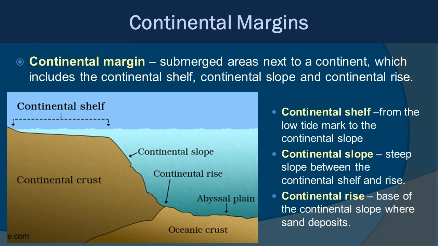So let's take a look at these continental margins a little bit more. A continental margin is that submerged area right next to the continent, and it includes the continental shelf, which extends out, and it's usually relatively shallow. Then you have the continental slope, which is where you start going much deeper at a very high rate. And then the continental rise, which is sort of the base of the slope as you go towards the abyssal plain. And that abyssal plain is the very flat area of ocean underneath. Basically, you have the difference between the continental crust and the oceanic crust.